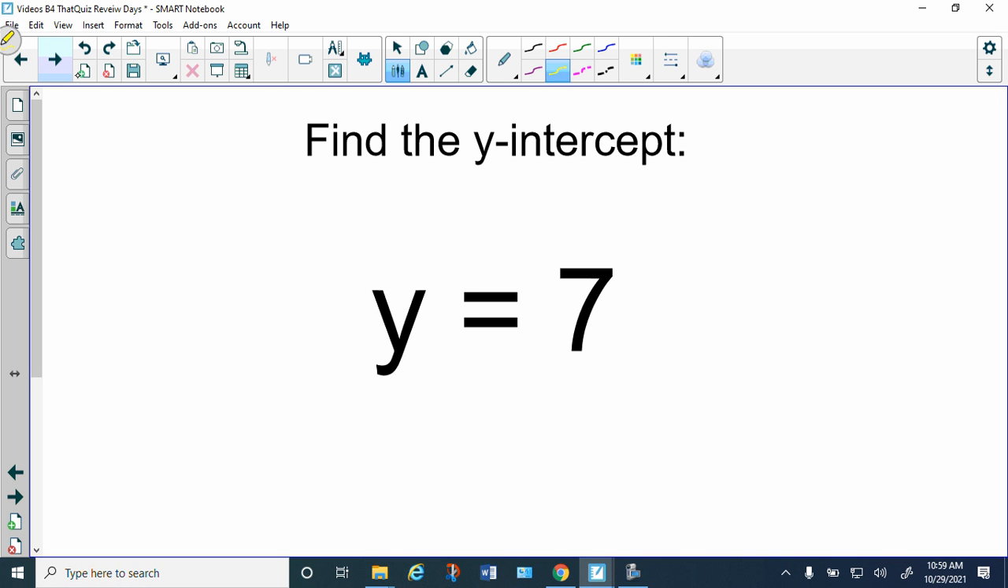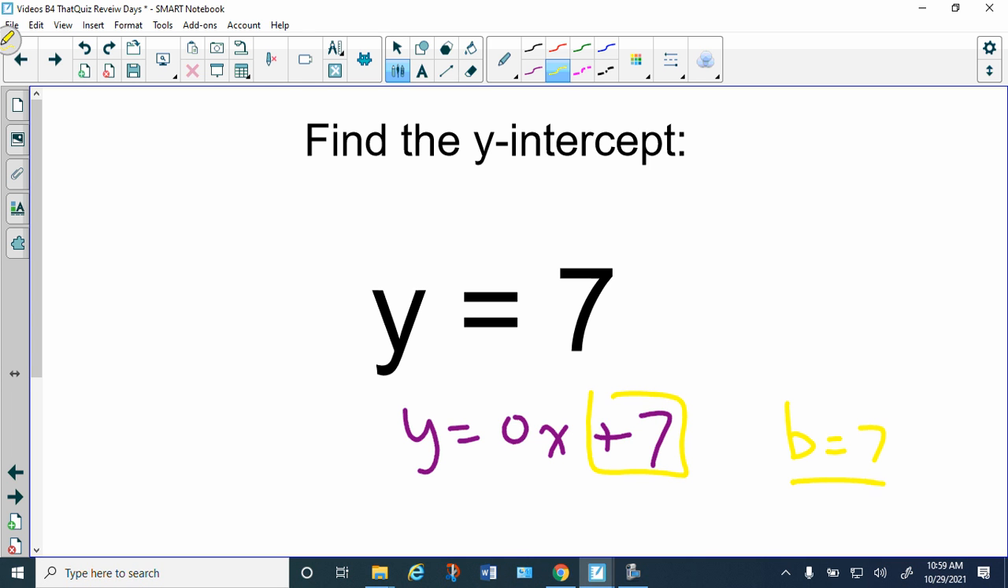All right, and so here, we're not going to get confused, right? We understand that this technically doesn't have a slope, right? Who cares about the slope? But if we put it in this form, it might be easier to see that our y-intercept is 7. All right? I think that's it.